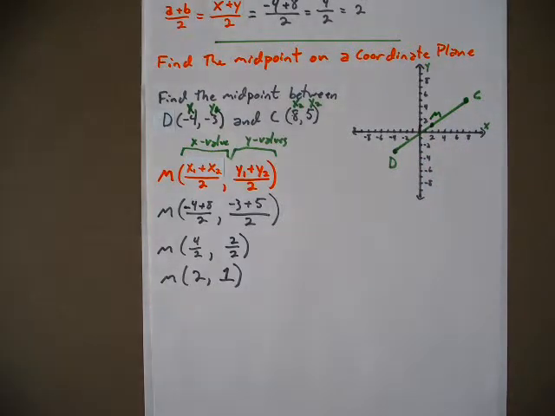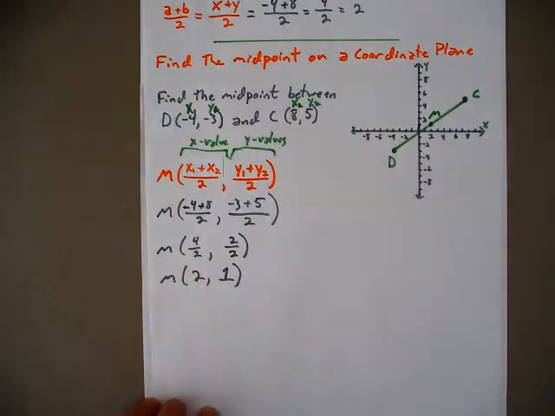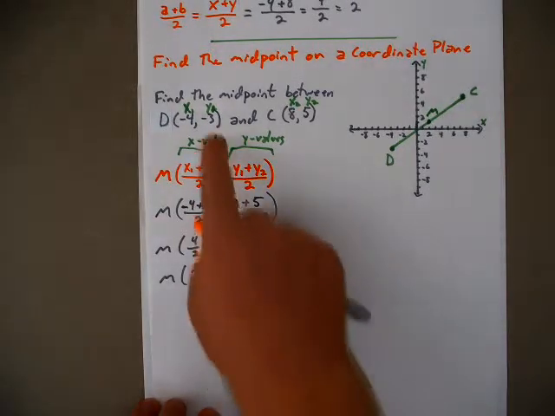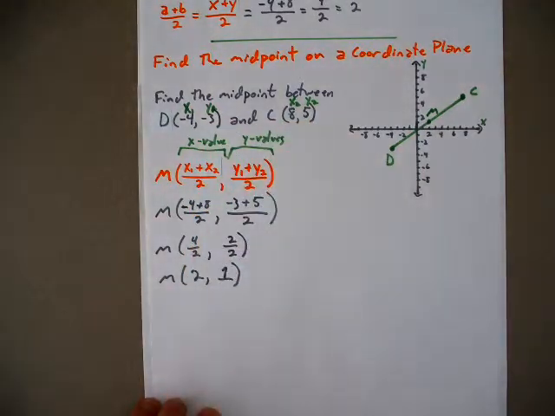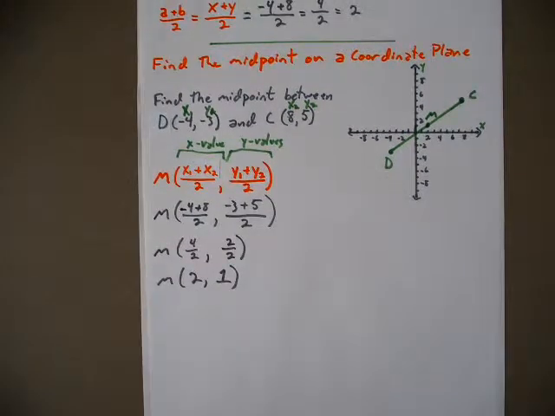Just to reiterate, what I've done here is I've taken my two x values, added those together and divided by 2, and then I've taken my two y values, added those together and divided by 2, and that gives me my midpoint.